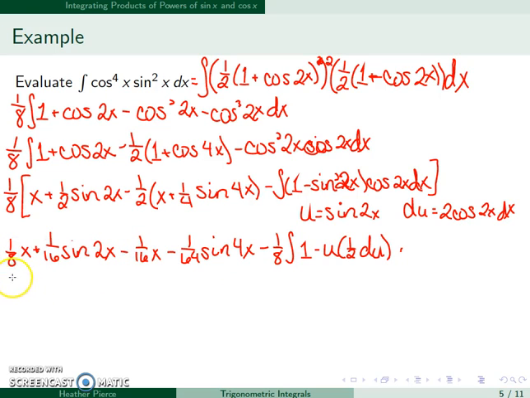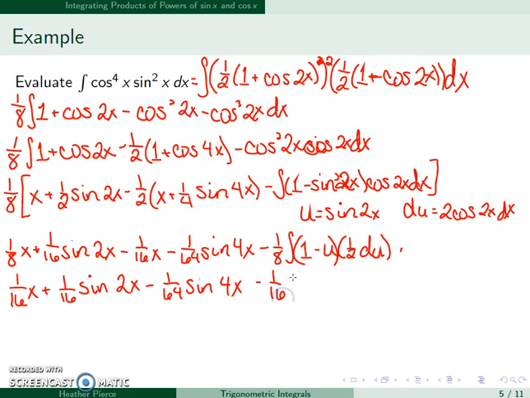1/8 minus 1/16 is 1/16 x plus 1/16 sine 2x minus 1/64 sine 4x minus, once I factor out this 1/2, I have 1/16 times u minus 1/2 u squared plus c.